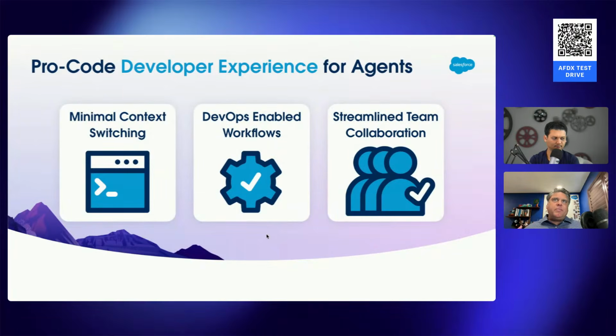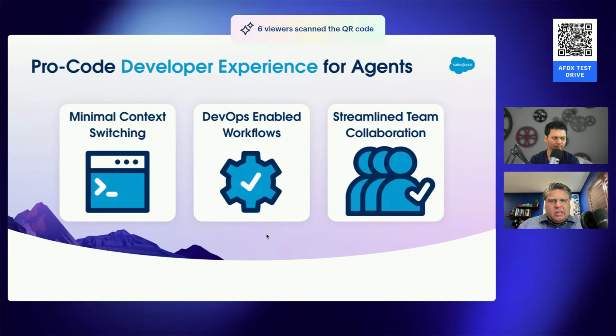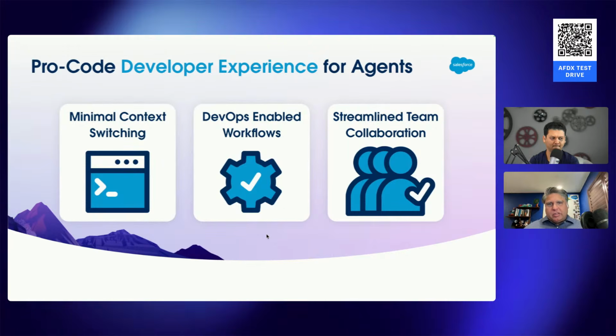Okay, so the first thing I want to get into is why do we need a pro code developer experience for agents? We get a lot of feedback from our pro code developers that context switching from the IDE into an org is challenging. Every time that you have to go from the IDE to get into the org to do something, it's a context switch. You kind of lose your flow, and so pro code developers really want to stay in the IDE as much as possible.